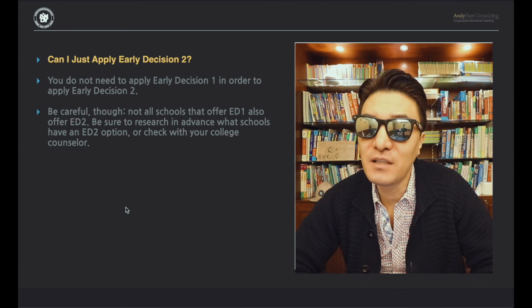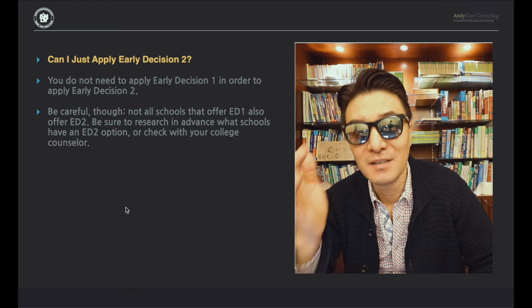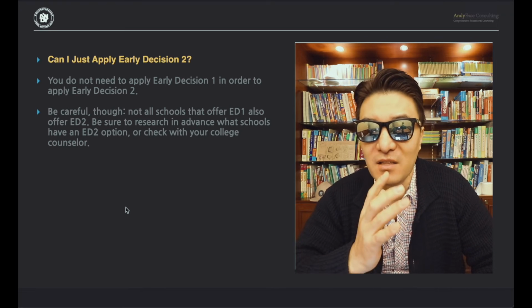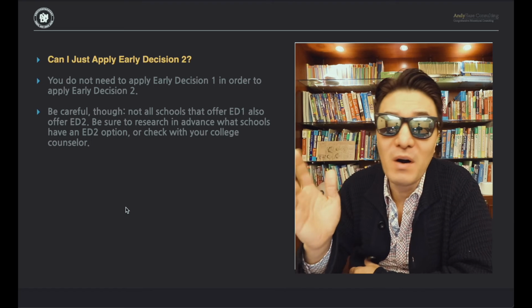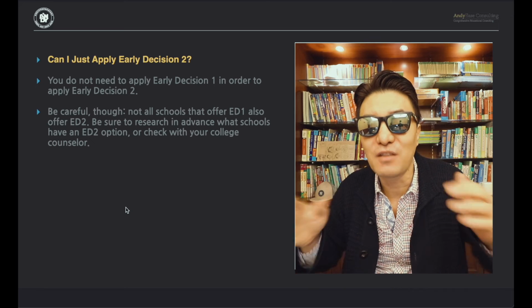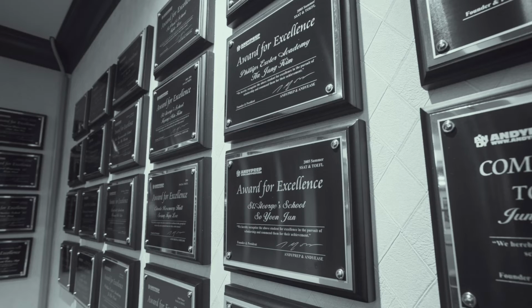Can you just apply ED2, not ED1? Yes. But you can't apply to the same college both ED1 and ED2. If you get rejected from ED1 or deferred from ED1, that's the end of the game. You can't reapply to that same college that same year.